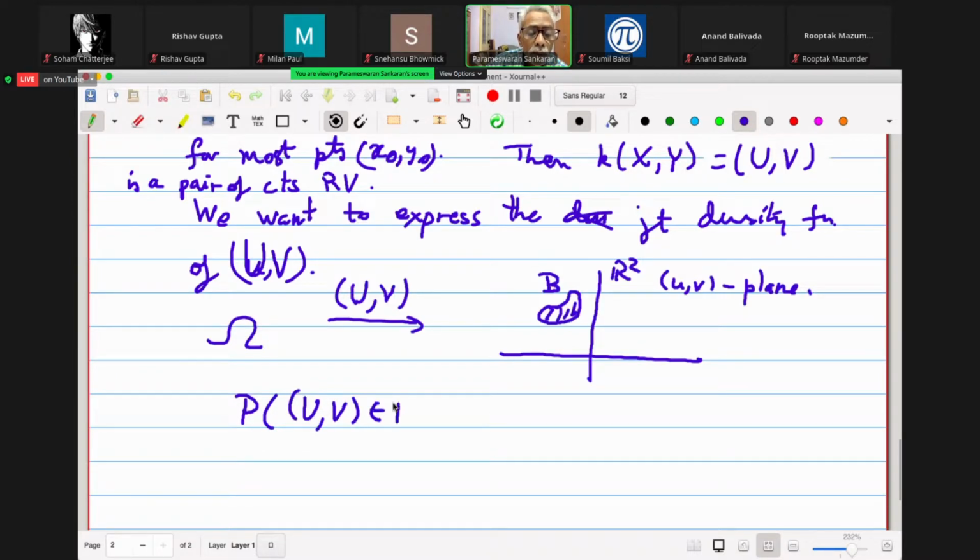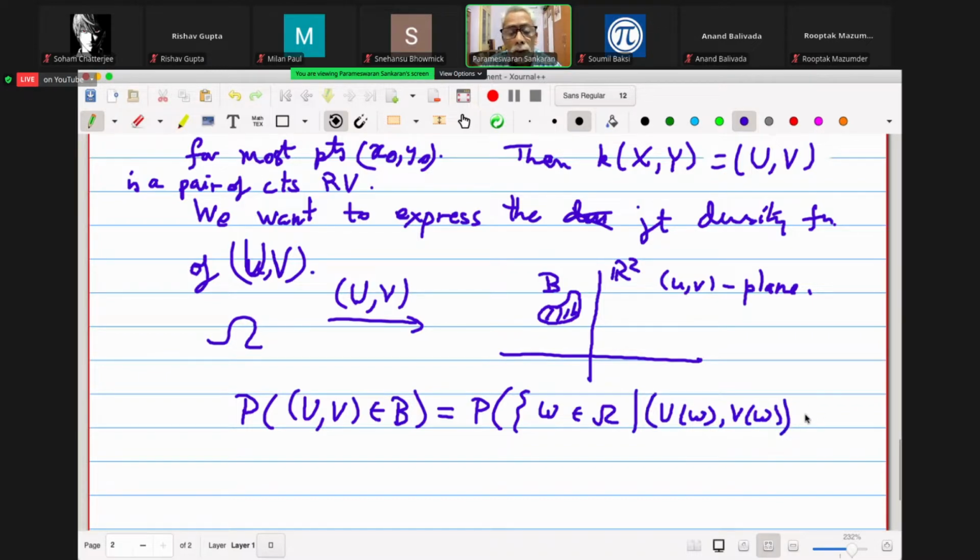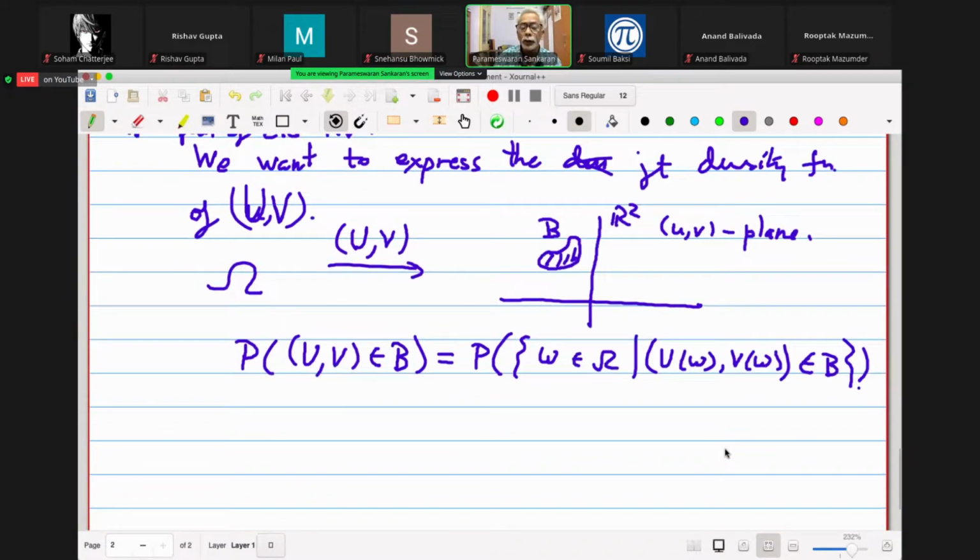is in B. And the expanded version of this is the probability of the set of all omega in Omega such that (U(omega), V(omega)) takes values in B. This is a set for which you can talk about probability because of the assumptions we made.